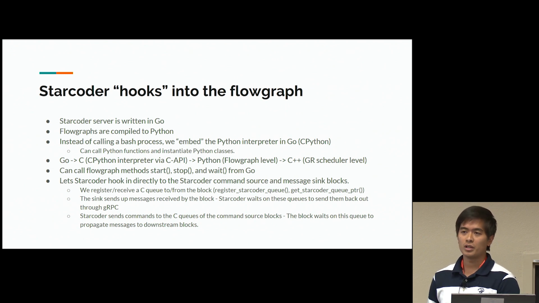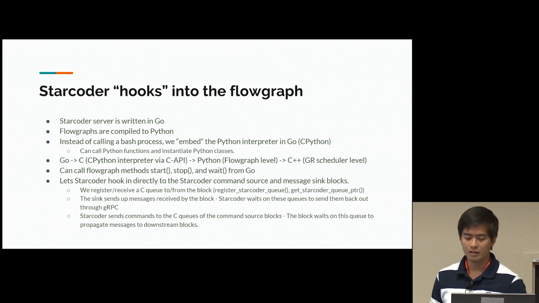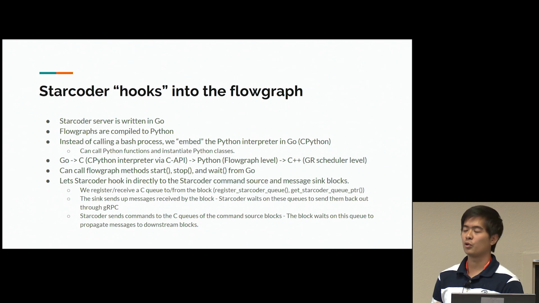And Go can actually run C. So by extension, Go can run Python. And so this is what happens when Go code is running a GNU Radio Python flow graph. So starting from Go, we call C via the C API, which in turn calls Python, the compiled Python flow graph, which in turn calls the C++ at the GNU Radio scheduler level. So this chain looks like it shouldn't work, but we've proven that it works fine. And so what we do is we actually import the compiled flow graph into Go and call the start, stop, and wait functions on it.